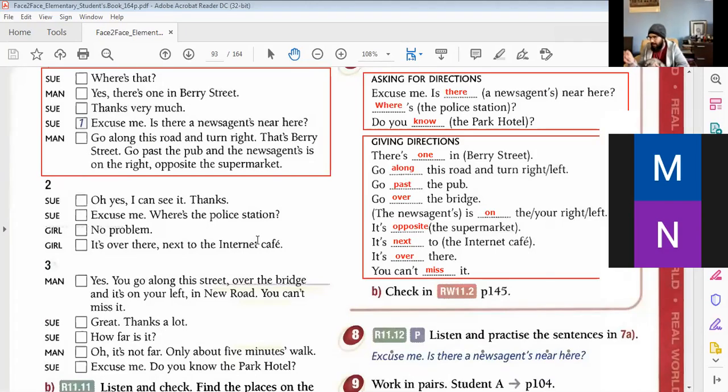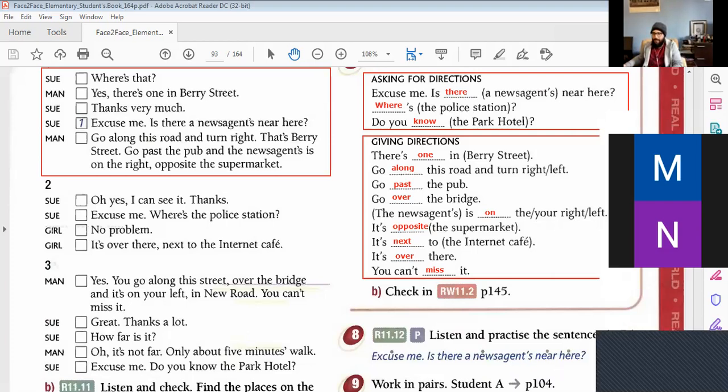Okay, now before we practice, we have listening and practice. Now I want you to listen and repeat, okay? Let's listen and practice. So here it is, so we can check the answers and we can also practice. So, let's see. Recording 11.12.